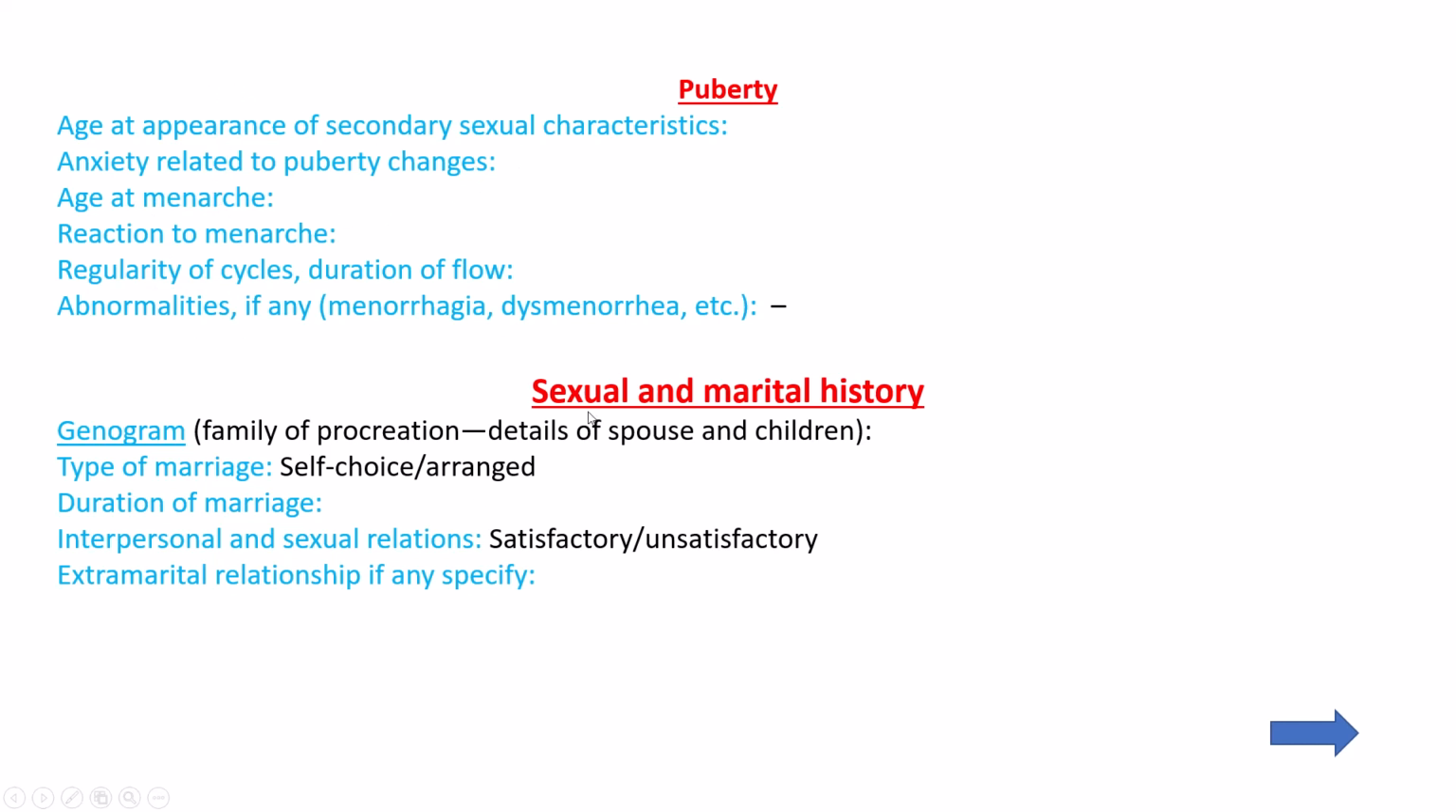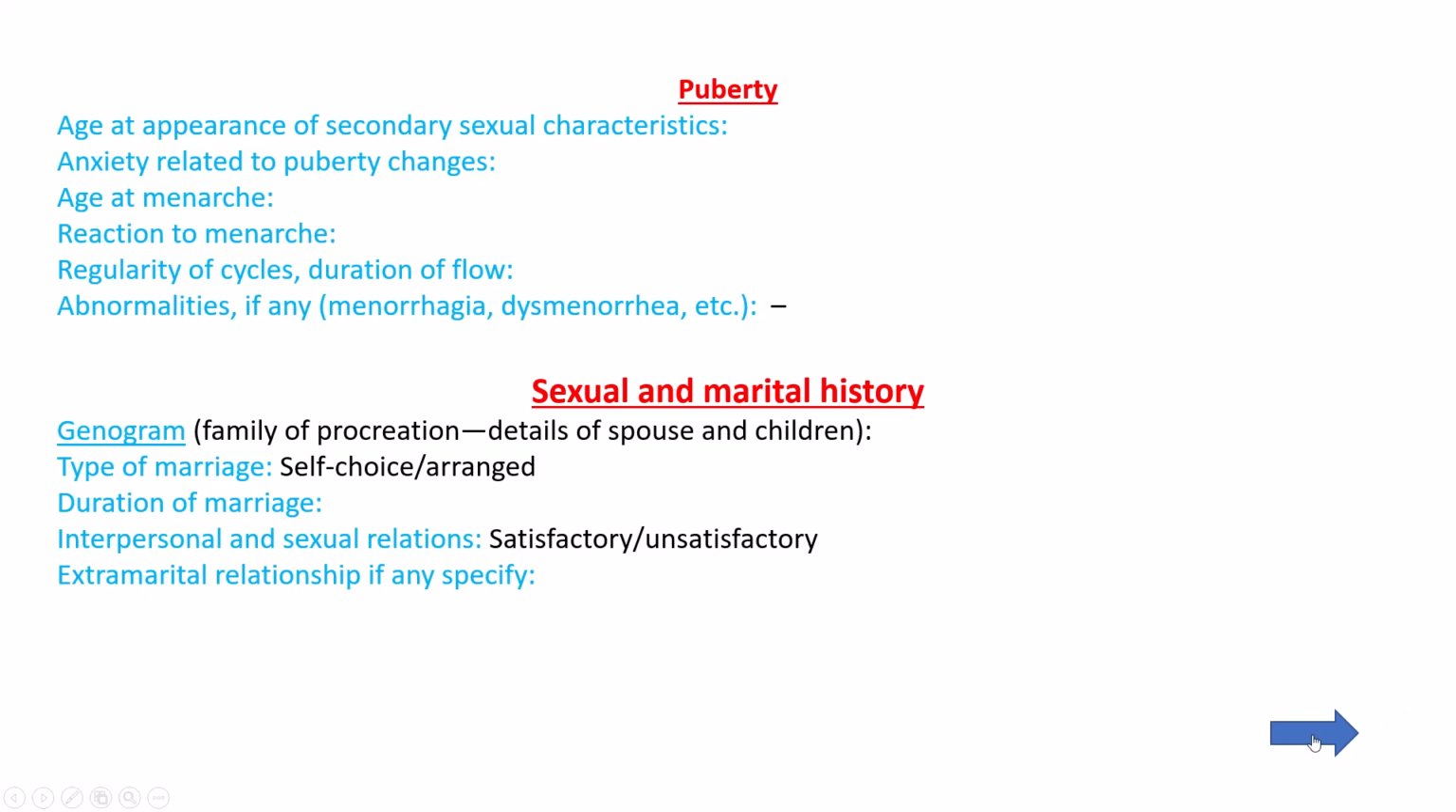Okay. And sexual and marital history, genogram, family tree is there, no? So details of spouse and children are related to that. Type of marriage, self-choice or arranged. Duration of marriage means how many months or how many days, how many years over after marriage. That is duration of marriage. Interpersonal and sexual relations. These are for married people only, not for children and adolescents. Okay. Interpersonal and sexual relationship, satisfactory and unsatisfactory. Extramarital relationship if any, specified. That also if there, we have to mention.